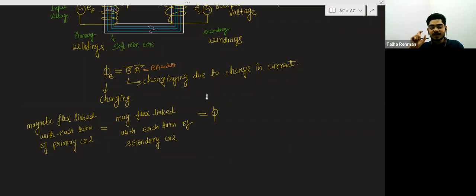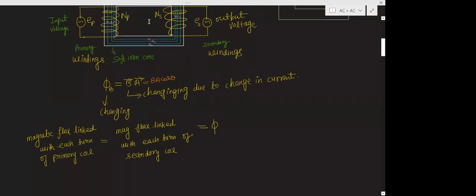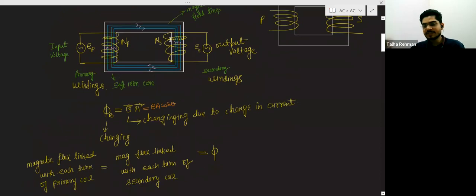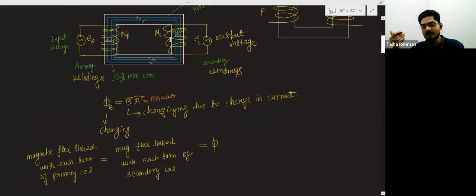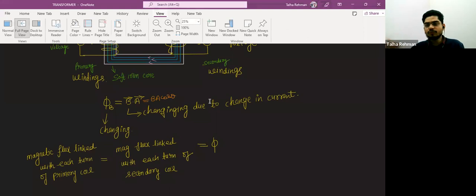I am not saying that the magnetic flux linked with the secondary winding is equal to that of the primary winding. That is a totally different thing. I am saying that with each coil, the magnetic flux will be the same. Because the number of turns is changing, the total magnetic flux will obviously change. Completed. After that, we will move further.